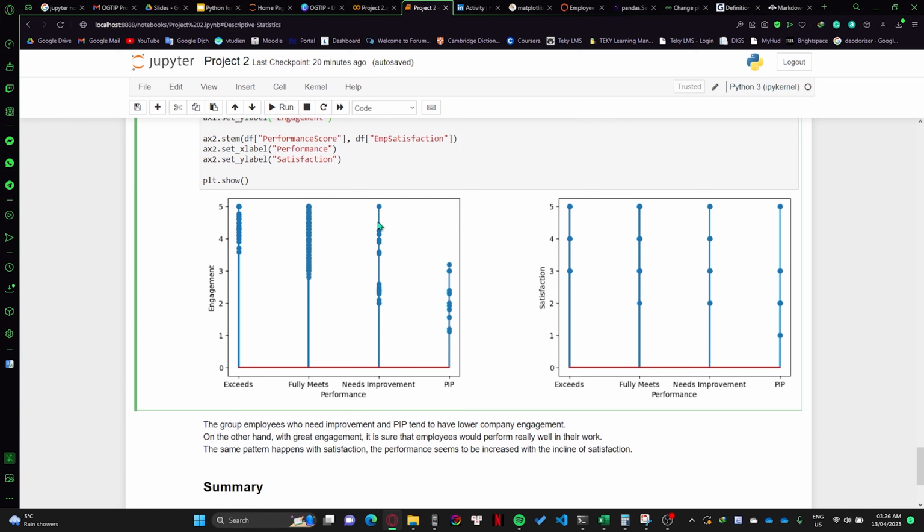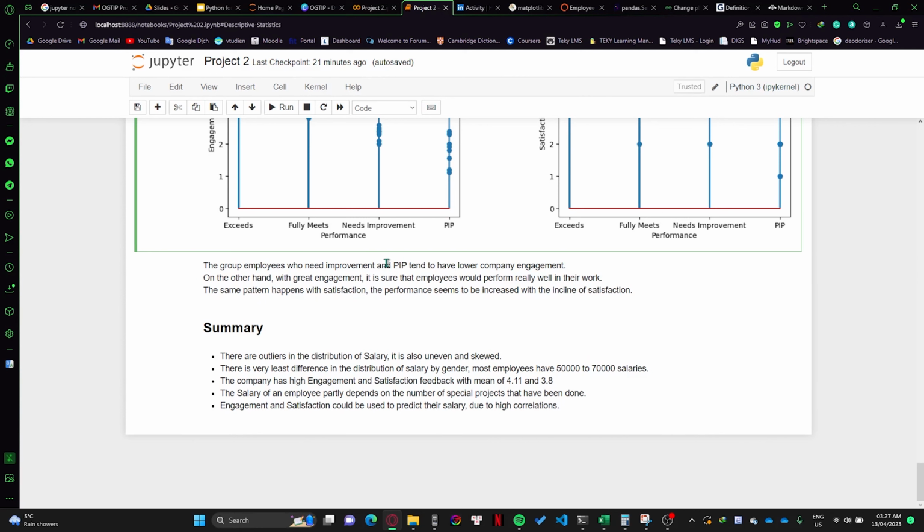You can see that the group of employees who need improvement and PIP tend to have a lower company engagement. But on the other hand, with the higher engagement right here, it is true that the employees would perform really well in their work. And the same pattern happens with the satisfaction as well. The performance seems to increase with the incline of the satisfaction as well.